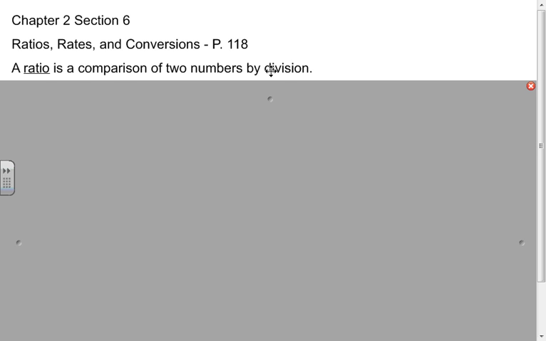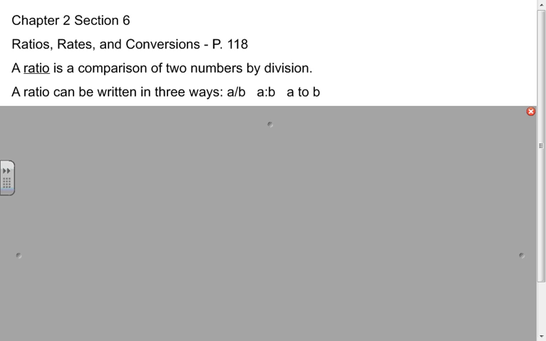Hey everybody, Chapter 2, Section 6. Title is Ratios, Rates, and Conversions. Starts on page 118. Couple of definitions. A ratio is a comparison of two numbers by division. It's kind of like a division problem.